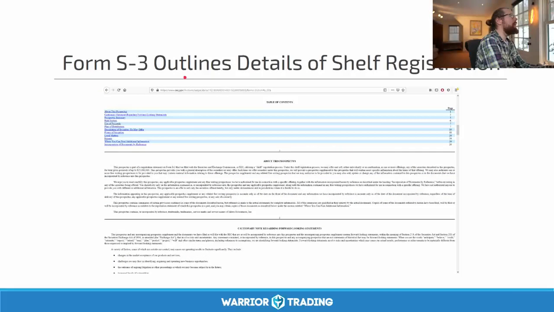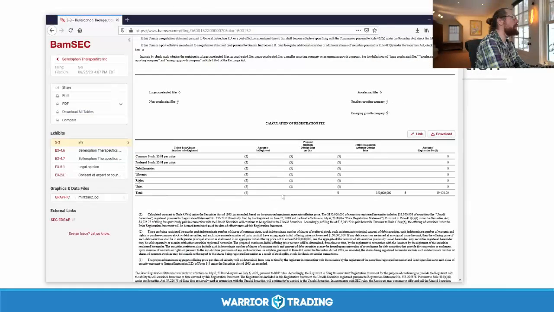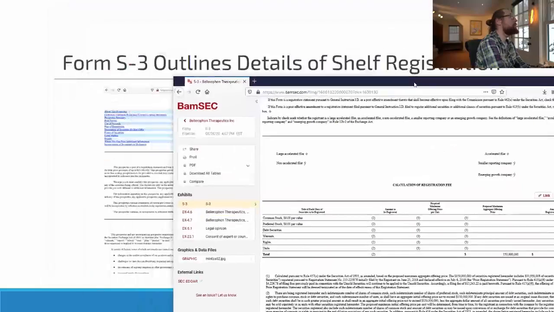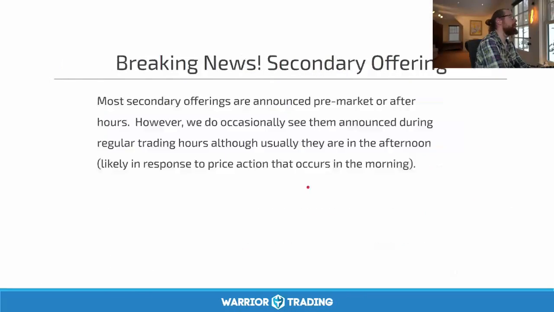So Form S3 outlines the details of the shelf registration, but it always has a placeholder here of, I guess, the amount of shares. They usually reserve the price of how much they'll raise, not, I guess, how many shares typically. But in any case, however you interpret it, this is what we would commonly see as the S3.